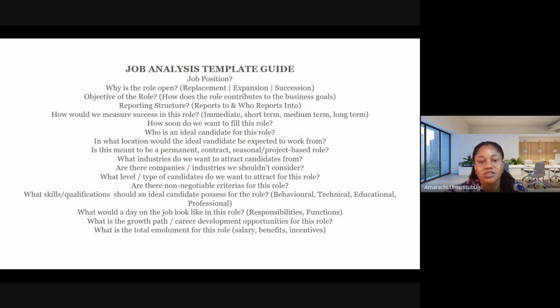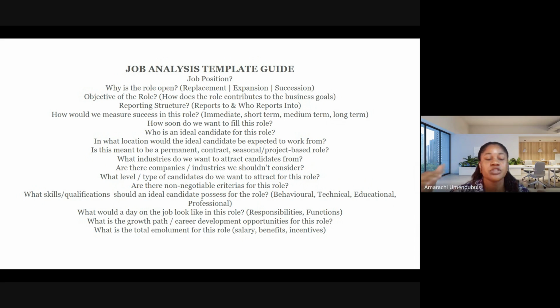So what is the growth plan, the career growth paths and career development opportunities for this role? It is very important that you also have this information. Again, for those of you that have a hierarchy structure or a grade structure in place, you're able to determine that if this person is coming in, for example, as an associate, the next level for them will be senior associate.